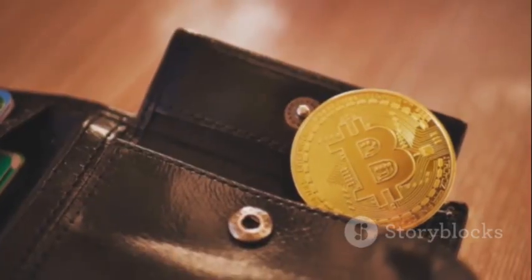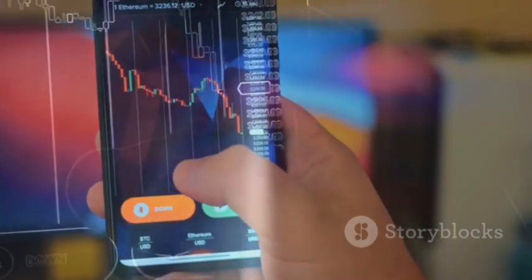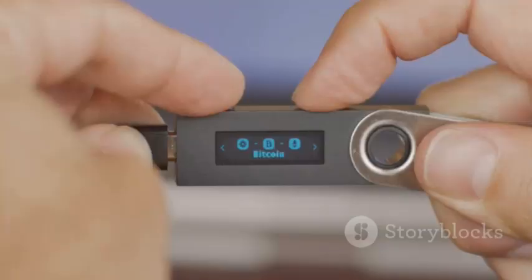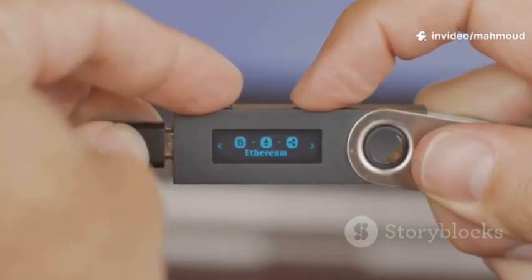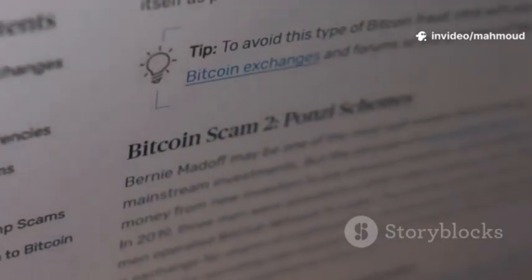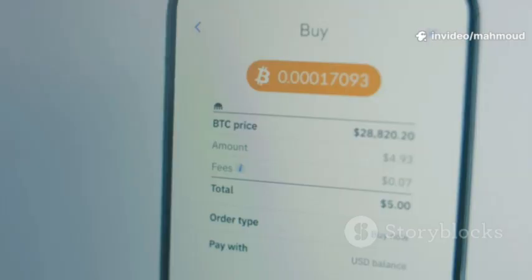Step 3. Wallets. Custodial wallets: platform holds your keys. Self-custody: you hold the keys. Lose your keys, lose your coins. Keep backups and use strong security.